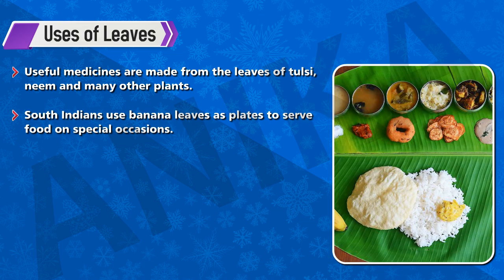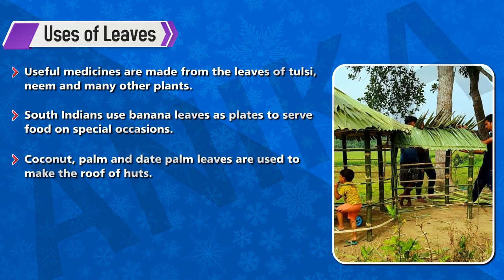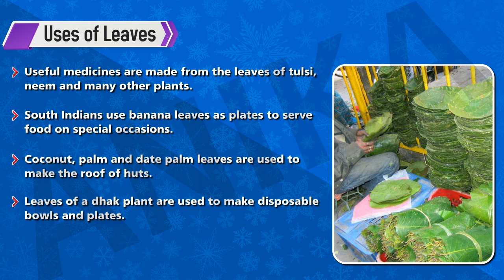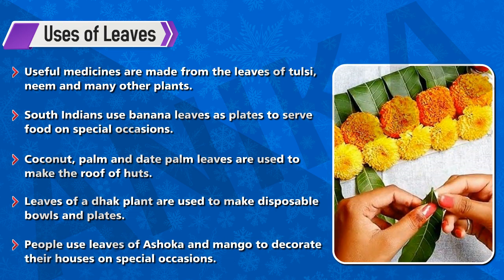South Indians use banana leaves as plates to serve food on special occasion. Coconut, palm, and date palm leaves are used to make the roof of huts. Leaves of a dhak plant are used to make disposable bowls and plates. People use leaves of ashoka and mango to decorate their houses on special occasion.